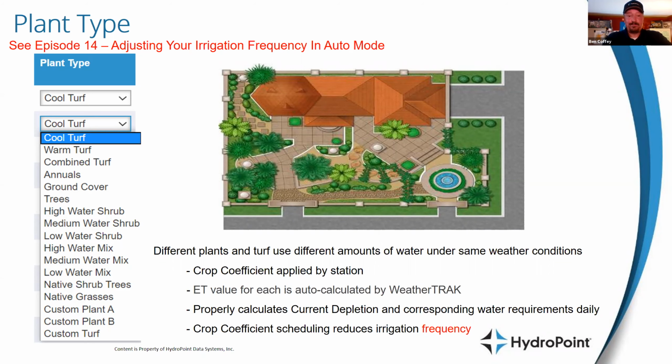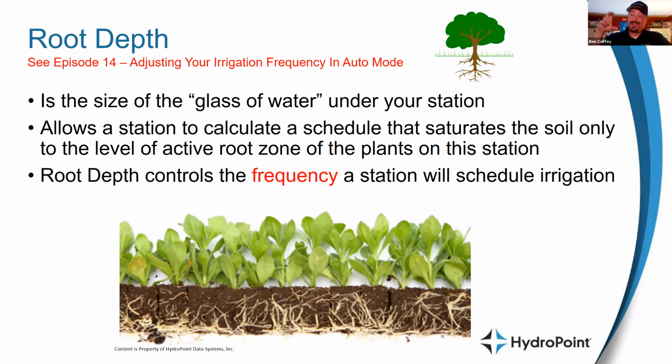Root depth, we talked about the glass of water underneath every station, and the root depth is the size of the glass that we're talking about. And we talked about this in a lot of detail in that episode 14, adjusting your irrigation frequency. That's a good one, talking about how long-term changing the root depth doesn't change the amount of water that gets delivered to a station, only the frequency and duration of each individual irrigation event.